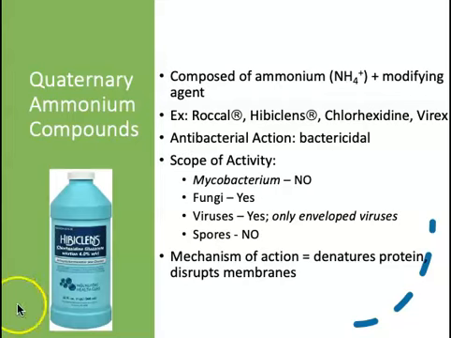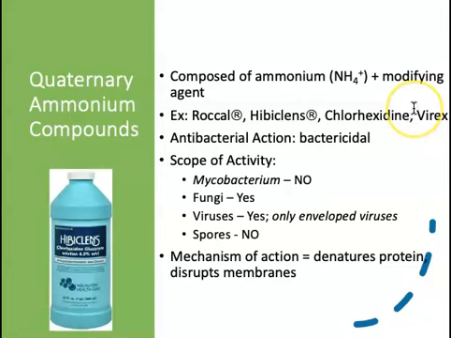This is an antiseptic that you've probably seen if you've worked in healthcare at all. That's Hibiclens. Hibiclens is one of the most popular quaternary ammonium compounds that's sold as an antiseptic. There's another very common brand called Rocal. There's one called Virex, which is used in hospitals and long-term care facilities, again, as a disinfectant.